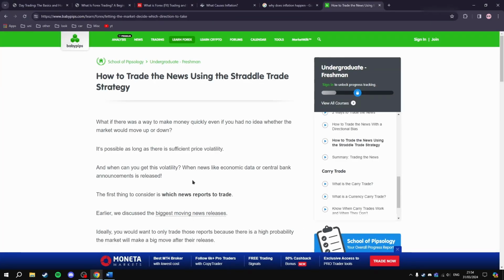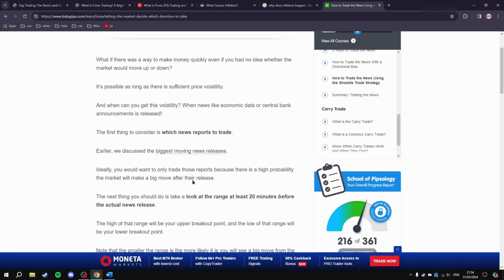What if there was a way to make money quickly even if you had no idea whether the market would move up or down? It's possible as long as there is sufficient price volatility. And when can you get this volatility? When news like economic data or central bank announcement is released.